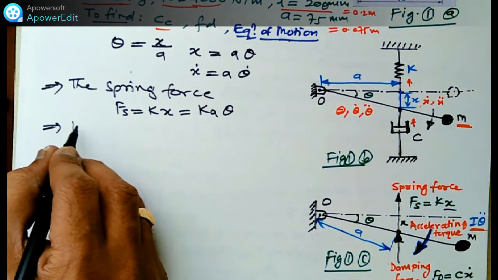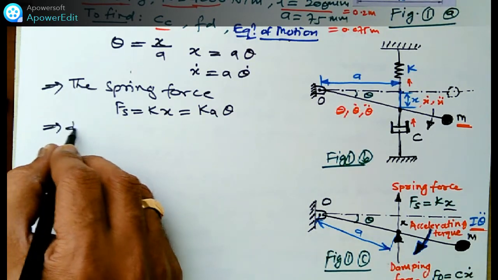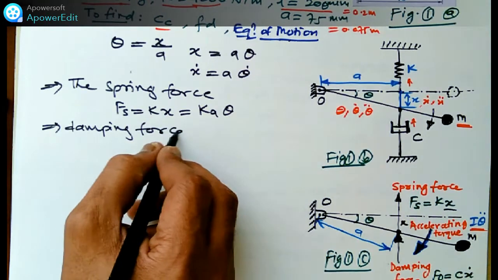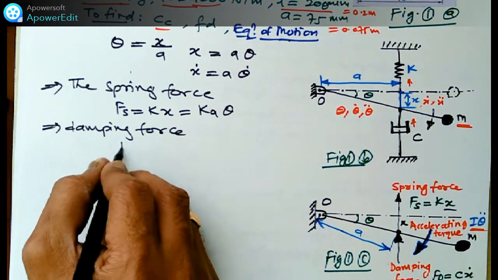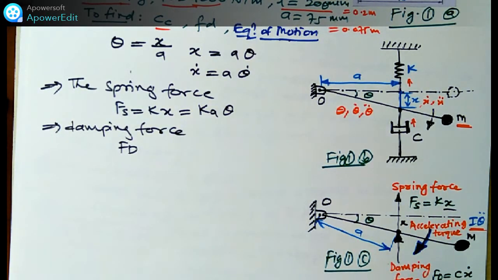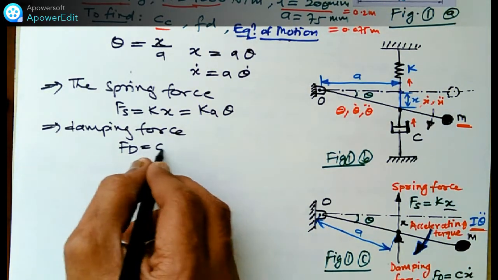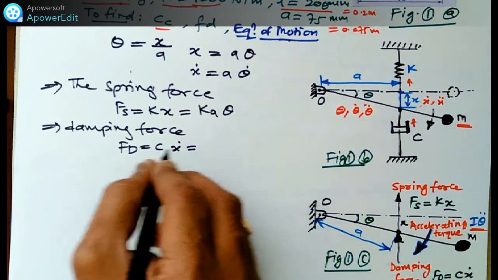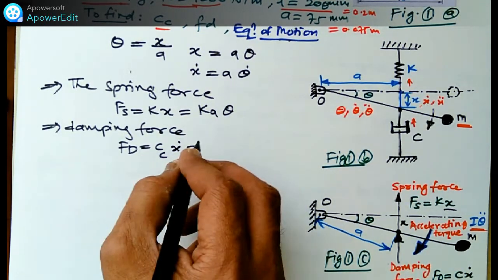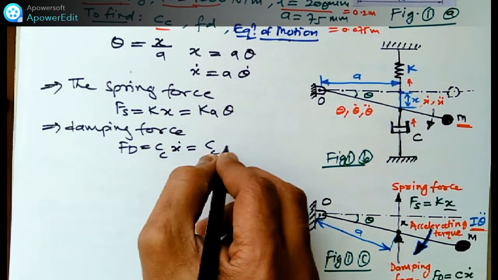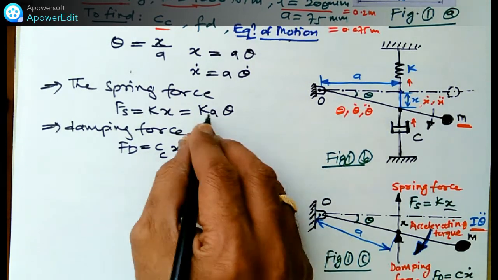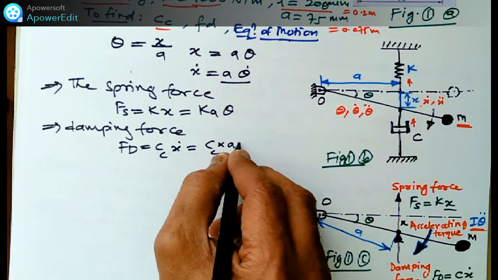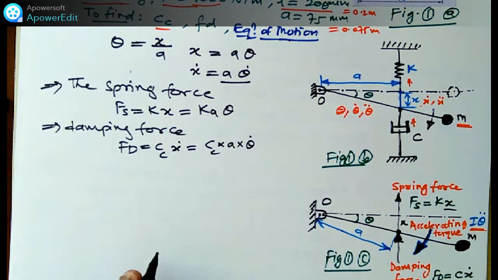So for that purpose, we have to write down the spring force and the damping force. The damping force we have to find out. This damping force is nothing but Fd. I will write here Fd, that is C into x dot. This C is nothing but Cc, the critical damping, here we have to consider critically damped. So x dot is nothing but a into theta dot. So this is the value of Fd.